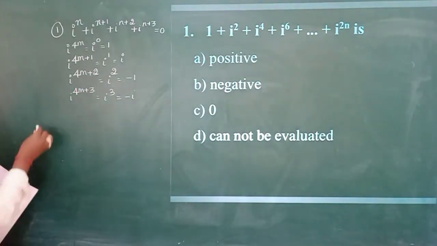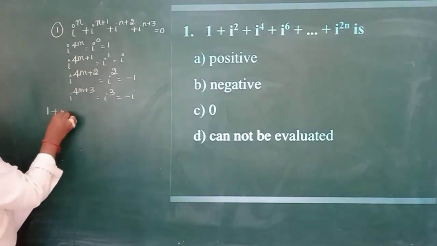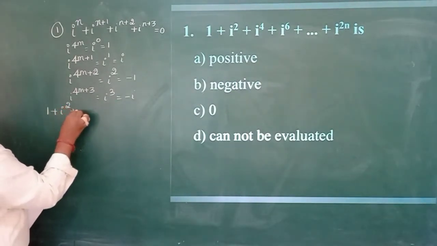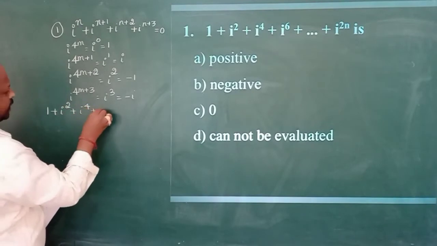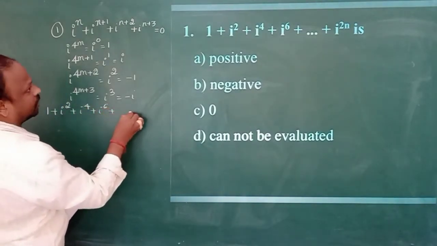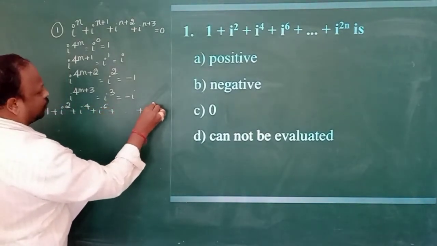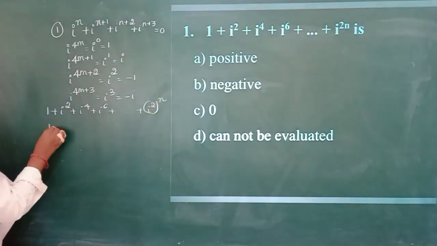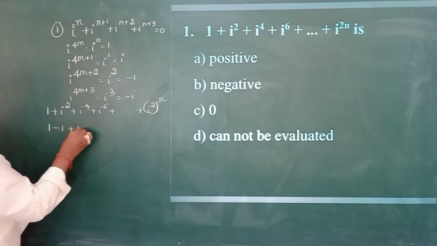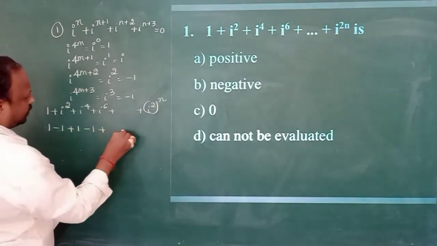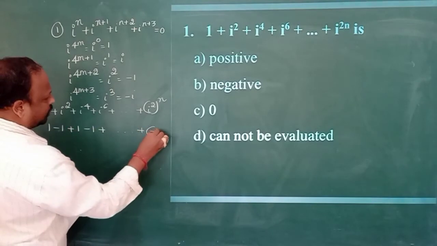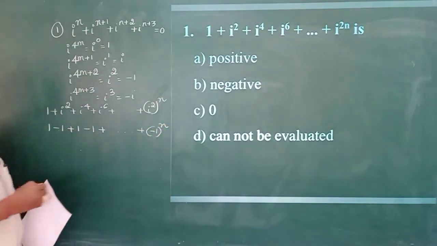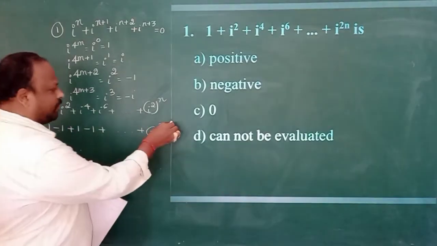So here 1 plus i square plus i power 4 plus i power 6 etc. plus i power 2n can be written as i square whole power n. So this will be 1 minus 1 plus 1 minus 1 plus 1 etc. minus 1 whole to the power of n. But we don't know what is the value of n.